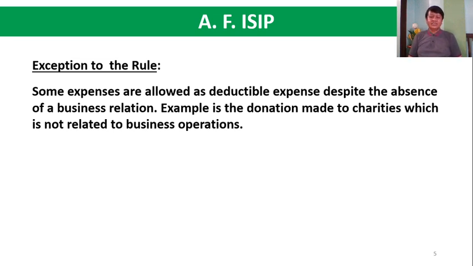Donations to charities. Everybody knows that when you make donations to charitable institutions, it is not related to your business. But why is the Bureau of Internal Revenue allowing donations to charities as deductions from gross income to reduce the net income and to reduce the tax liability? What is the logic behind why the BIR allowed this kind of expense as an exception to the rule?